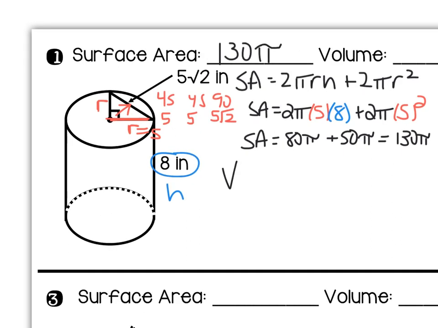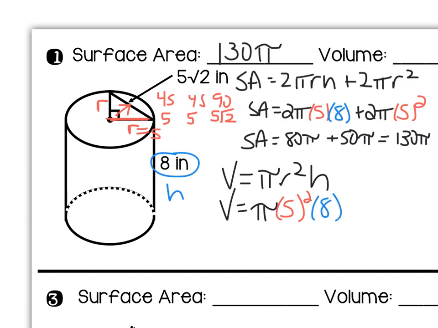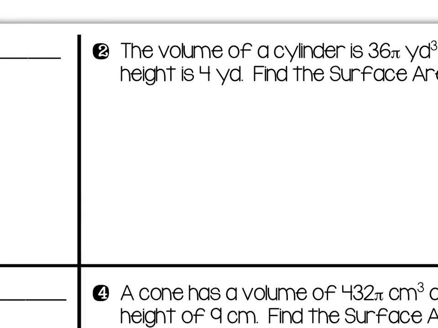Now let's look at volume. The volume formula is pi r squared, that's the area of my base, times height. Volume equals pi, my radius is 5, times a height of 8. So my volume is 200 pi. Once again, unless you're explicitly given something, we're going to leave stuff in terms of pi. That means don't use the pi button on your calculator or replace pi with 3.14.